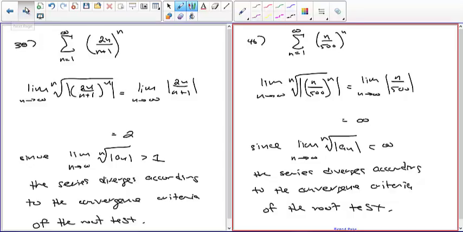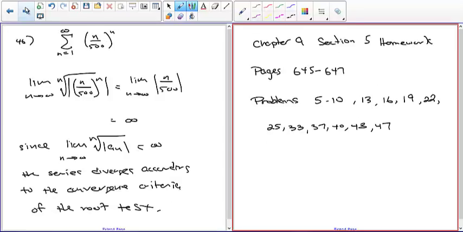Let's see what else we got here. Okay, I think I've already assigned that, but if I haven't, I have now. Maybe I didn't do it, but there's enough missing Friday because of various things. Those are due next Friday.